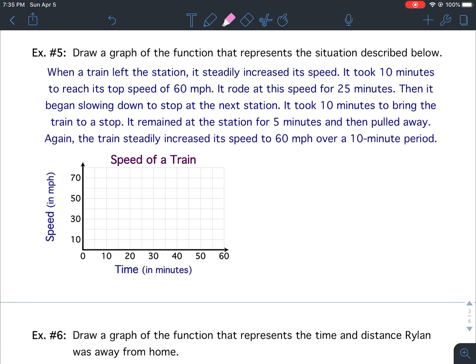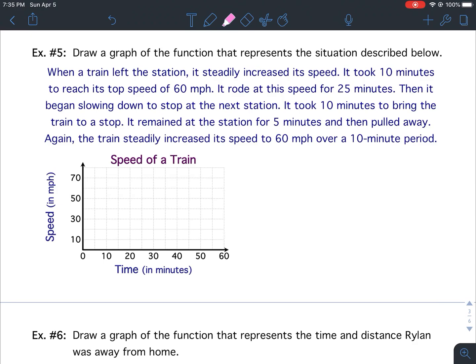When a train left the station, it steadily increased its speed. It took 10 minutes to reach its top speed of 60 miles per hour. It rode at this speed for 25 minutes. Then it began slowing down to stop at the next station. It took 10 minutes to bring the train to a stop. It remained at the station for 5 minutes and then pulled away. Again, the train steadily increased its speed to 60 miles per hour over a 10-minute period.